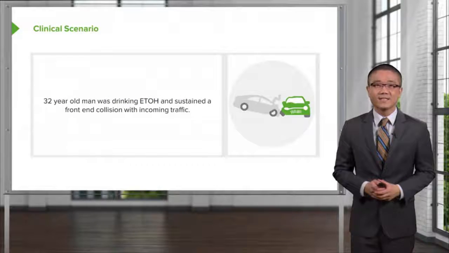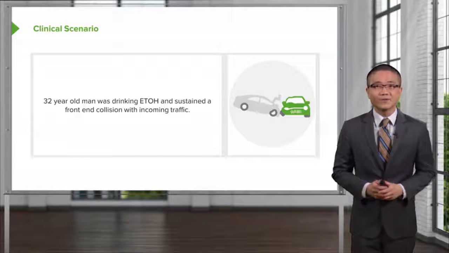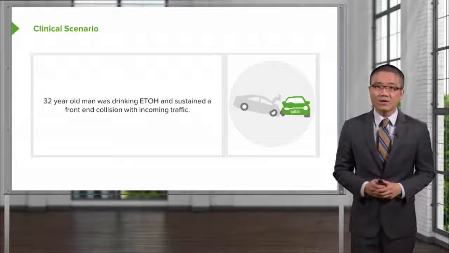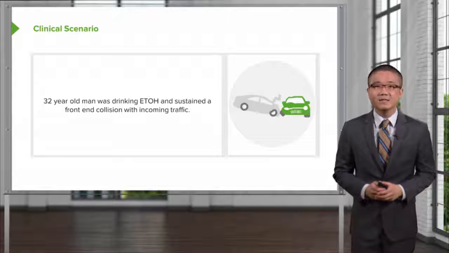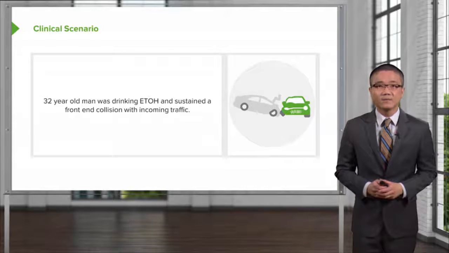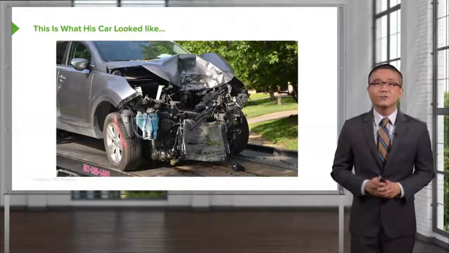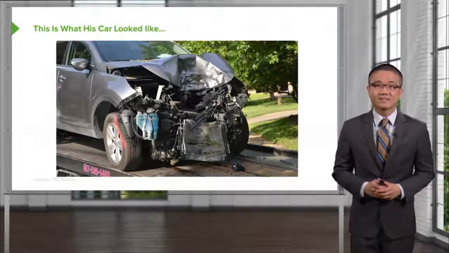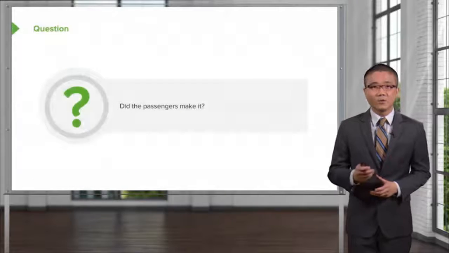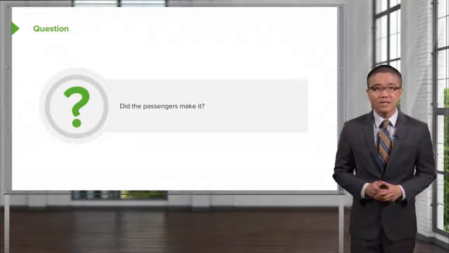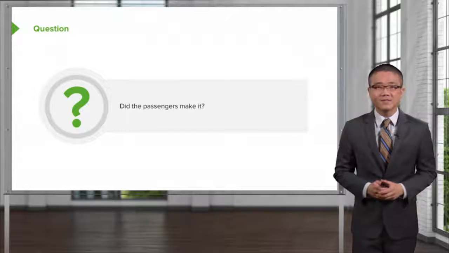Let's start with a clinical scenario. You're presented with a 32-year-old man who is drinking alcohol and sustained a front-end collision with incoming traffic. Here's what his car looked like after the fact. What's going on in your mind? The question is, did the passenger make it? I'll give you a few seconds to think about this.